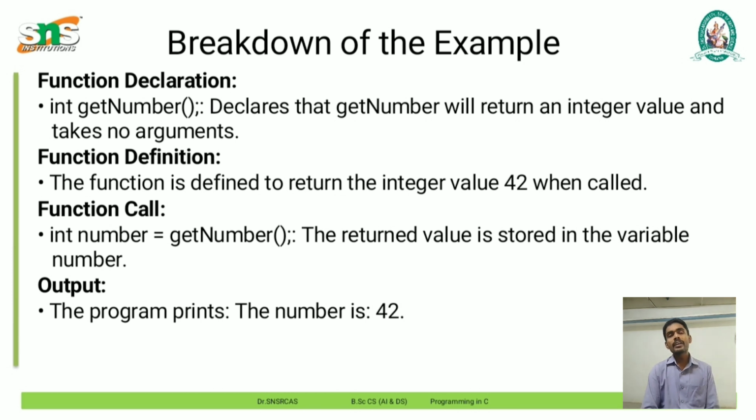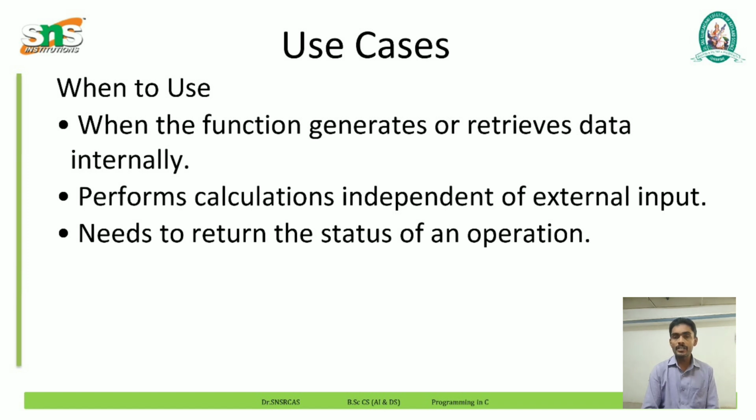Here is the use case, which means when you can use this type of function. When the function generates or retrieves data internally like system time, random numbers, and so on. When the function performs calculations independent of external input, which means without considering any input from the calling function, the function generates an output, you can go for this. And when the function needs to return the status of an operation, you can go for this as well.